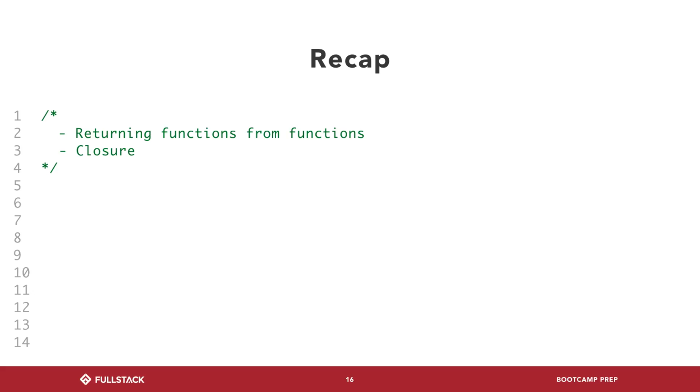Returning functions from other functions, and the idea of closure, which is once again, scope is determined based on where something is created. Closure is this idea that a function has access based on where it was created, even when that function leaves that particular scope, it still has access to that scope. Its scope kind of encloses over the scope in which it was created.